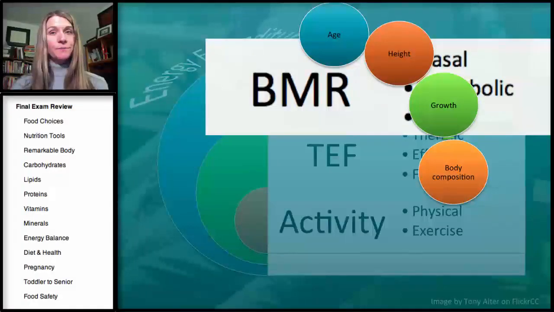Body composition. It takes a lot more energy just to sit if you had a lot of muscle than to sit if you had a lot of fat. So muscle is very metabolically active, and it takes energy, even if you're not using your muscles. But for fat, not so much. So if you have more muscle and less fat, that will increase your basal metabolic rate.